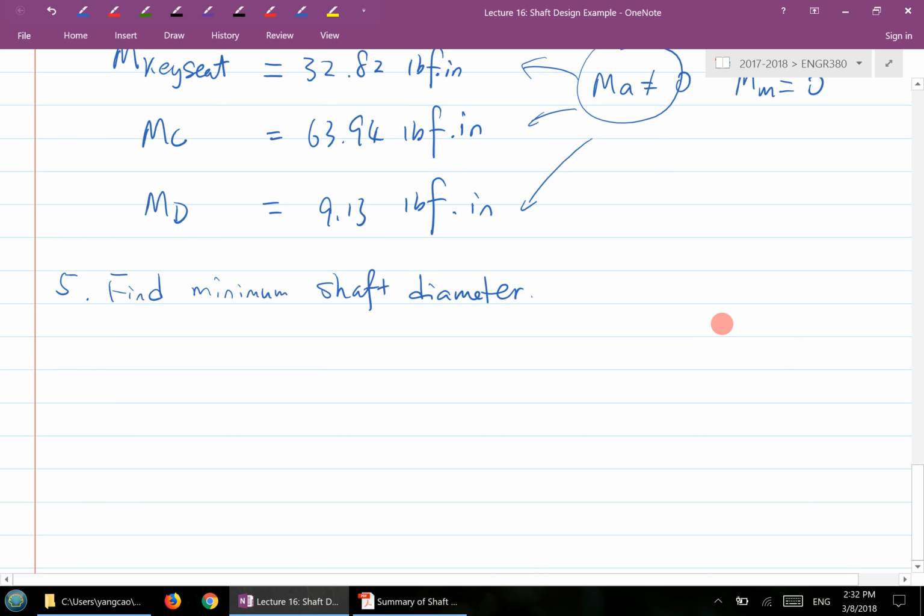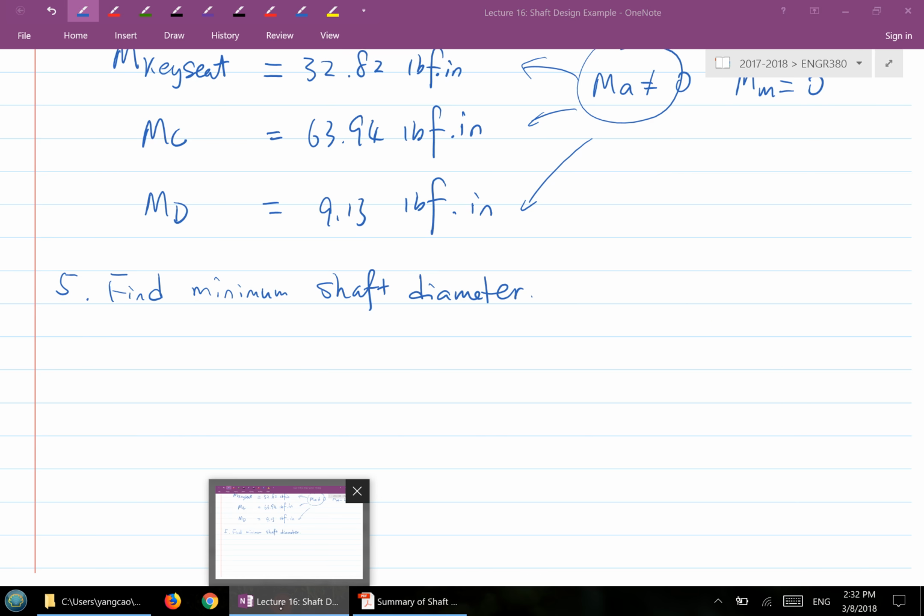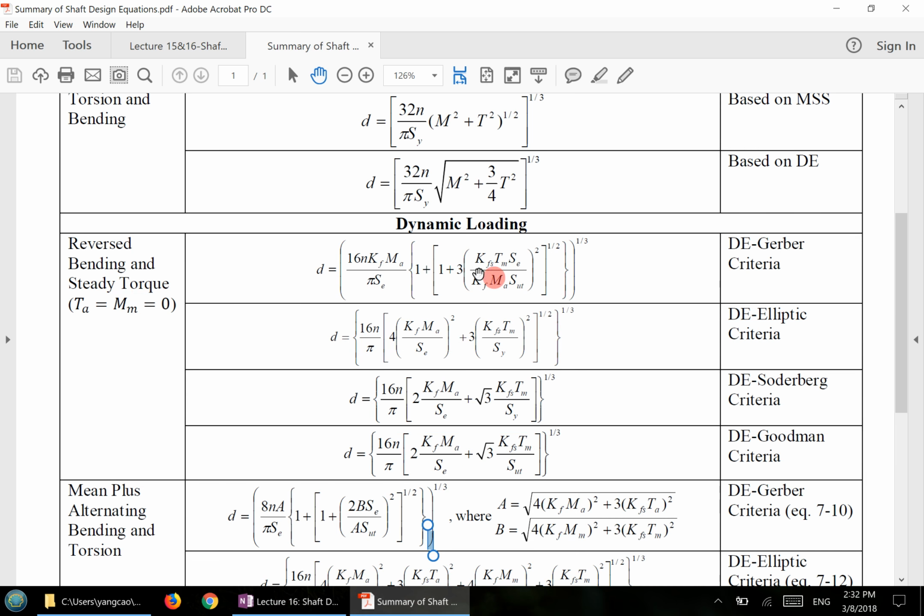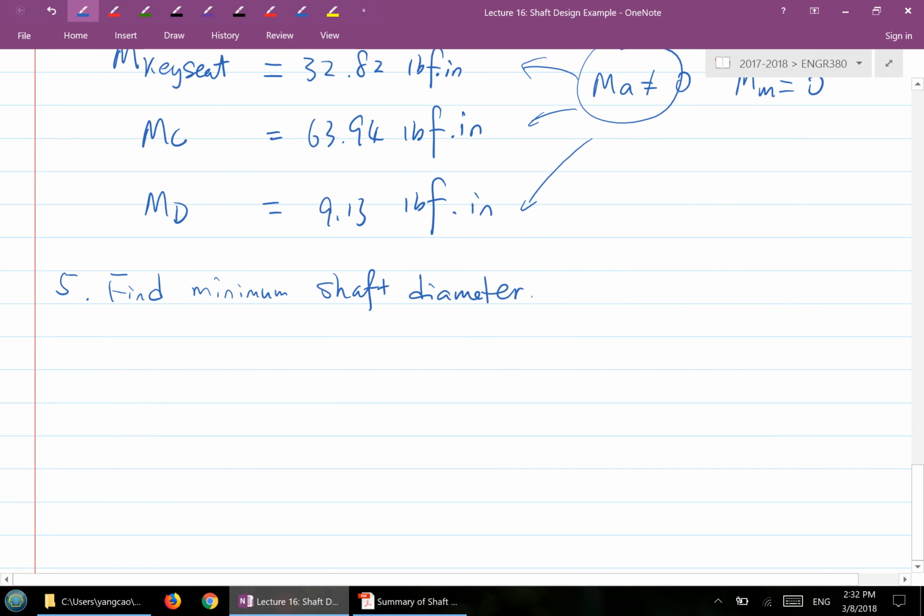So if you look at the formula, what do we need to calculate? We have MA, we have TM, which we already have, but we do need the fatigue stress concentration factor. We also need the fatigue endurance limit SE here. So we do need these values, and that's what we need to figure out under step 5 here. So that's basically figuring out what SE is equal to.